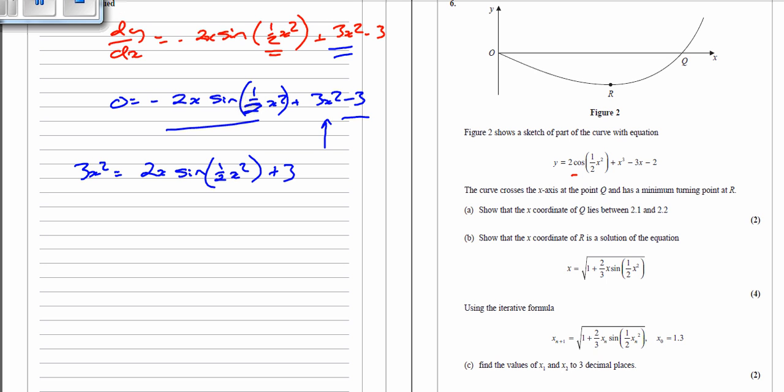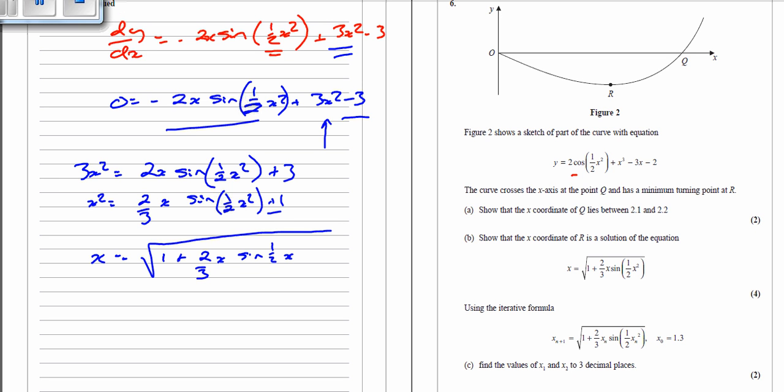plus 3. And you divide through by 3 to get x squared equals 2/3 x sine of a half x squared plus 1. And then you square root it, so you get x equals the square root, oh, in fact they put this one at the front, so 1 plus 2/3 x sine of a half x squared. That's it, that's what they've got there for 4 marks. Again, that's just recognizing that R is the turning point, so we differentiate it, set equal to 0, and then rearrange to get x equals.